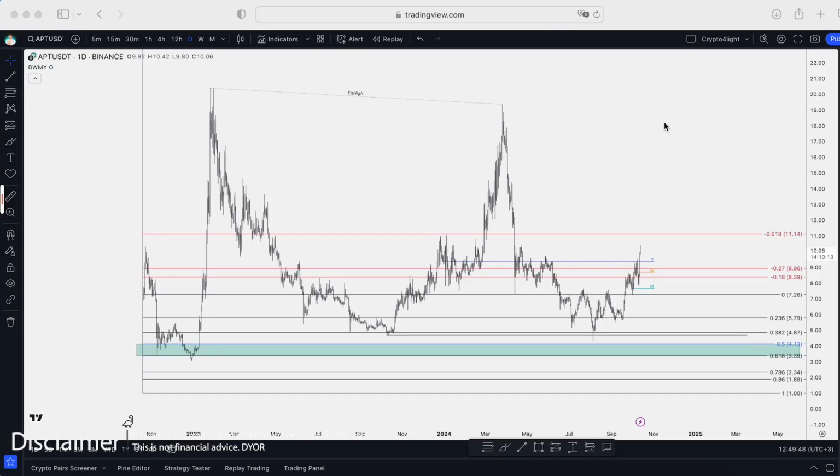Today we'd like to show you the updates for the Aptos USDT trading pair with my custom request set. Let's dive in.